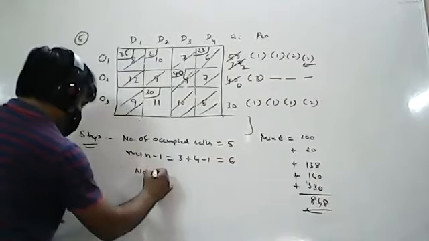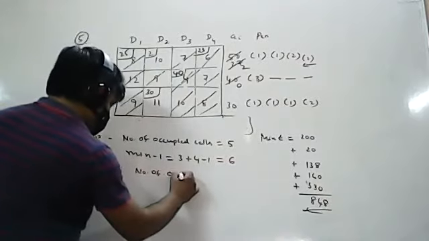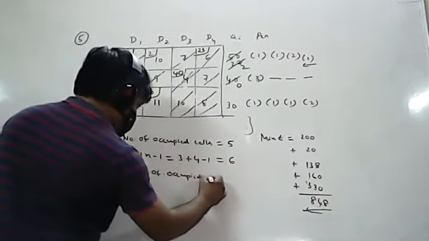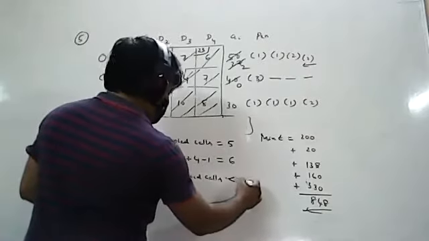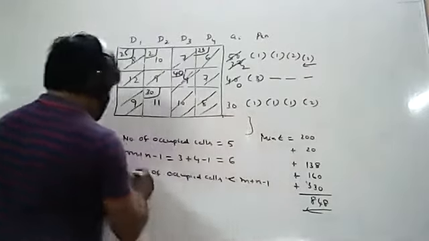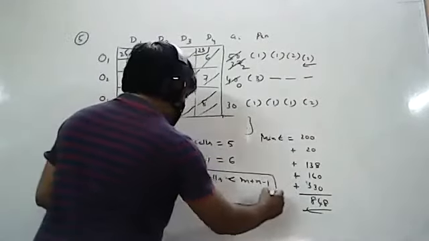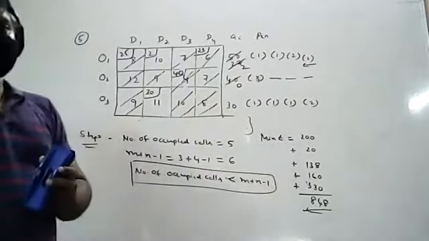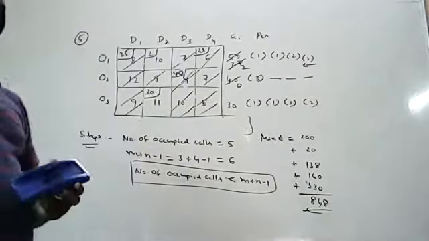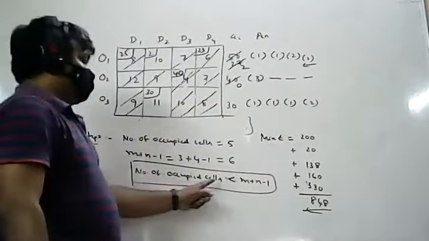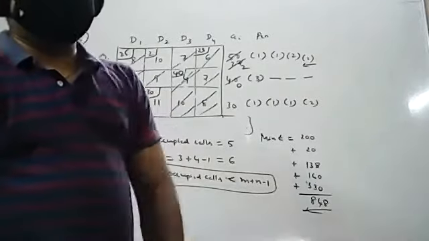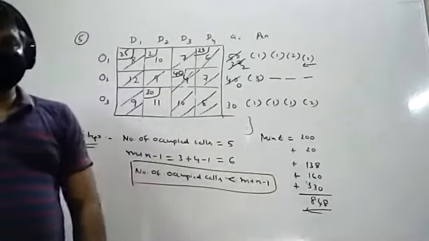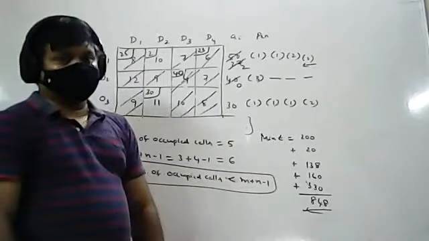Therefore, the number of occupied cells is less than M plus N minus 1. See step number 2 I have given. Whenever the number of occupied cells is less than M plus N minus 1, there exists a degeneracy. So how do we resolve the degeneracy?